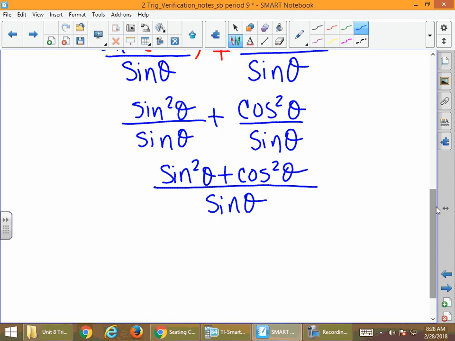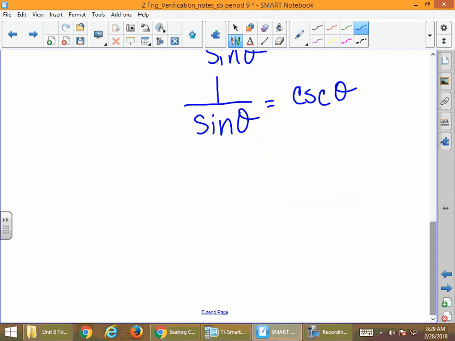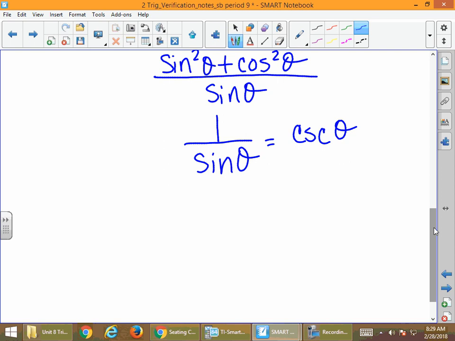So if you look 3/4 down your paper, do we have any identity that says sine squared plus cosine squared equals 1? So instead of writing sine squared plus cosine squared, write 1. We have 1 over sine theta. Now you can see the problem on your paper. I can't see the problem here. But the other side of my equation, the right side of the equation, says cosecant of theta.